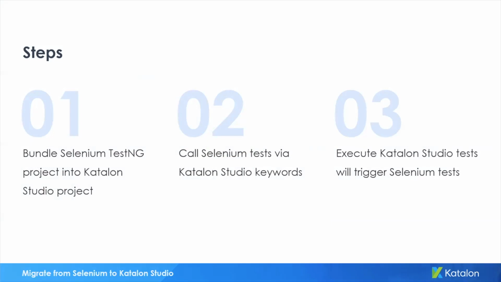In step number one, we copy the complete folder structure, which includes your page classes and your test cases, from the Selenium framework into the Katalon folder. I'm going to show you how we do it next in the demo. Then we use Katalon keywords to call those Selenium TestNG tests. And in the end, we execute against different browsers, which can be Chrome, Firefox, and IE. So different browsers are supported in Katalon Studio.